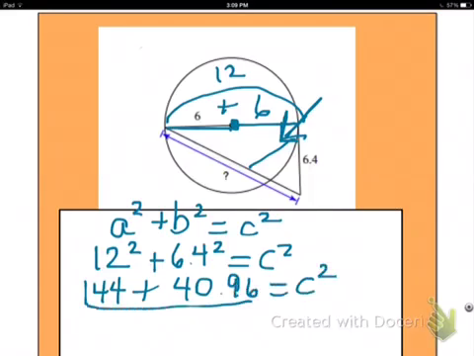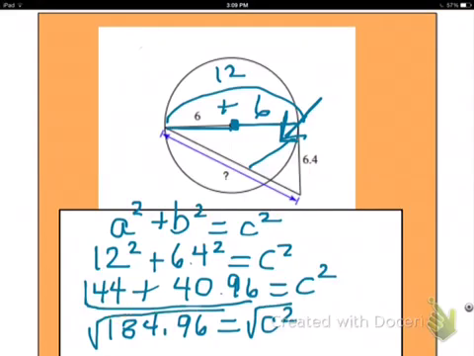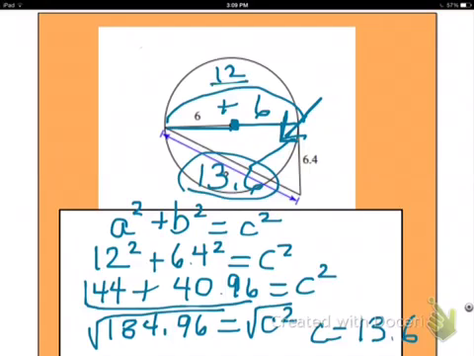So to solve for c squared, I do what this says. So I add 144 and 40.96. And that tells me it's 184.96 equals c squared. So to complete the problem, I need to take the square root of c squared and the square root of 184.96. And that tells me my answer is 13.6. And I check to see if my answer makes sense. I know that I was looking for my hypotenuse. It is still the biggest side. It's bigger than 12 and 6.4. So I think I've done a good job on that one.